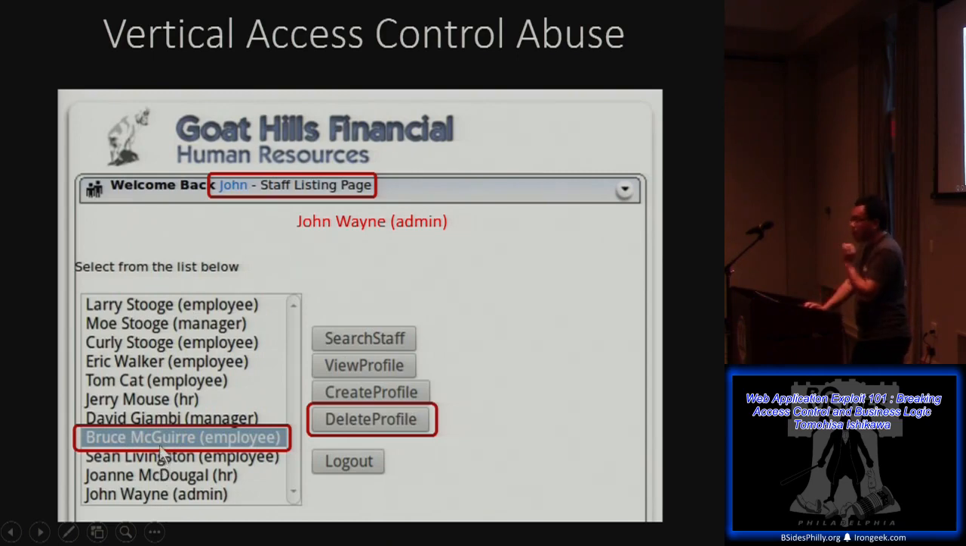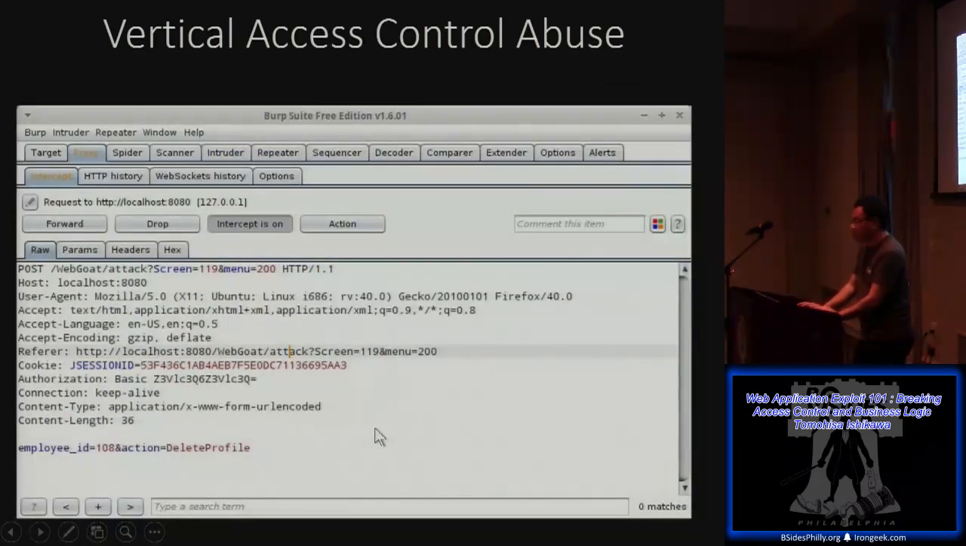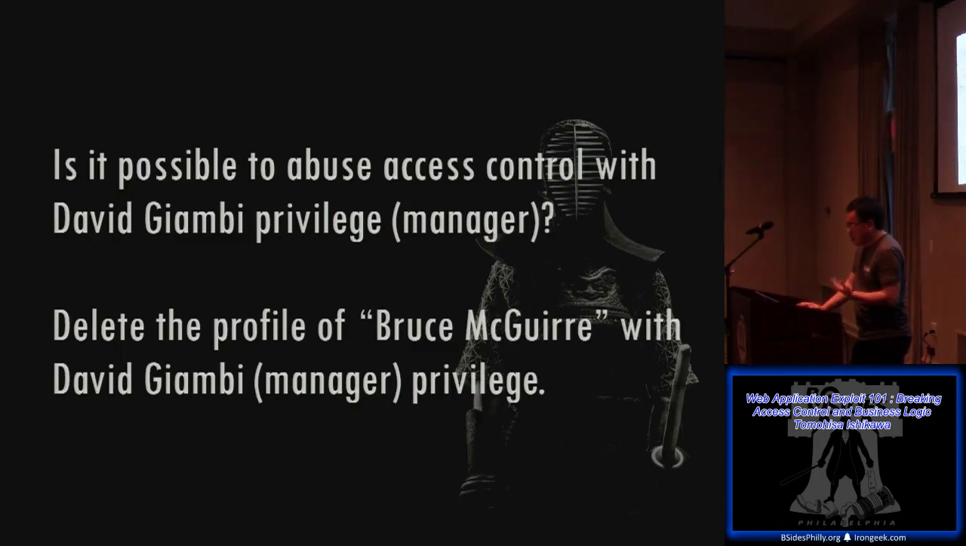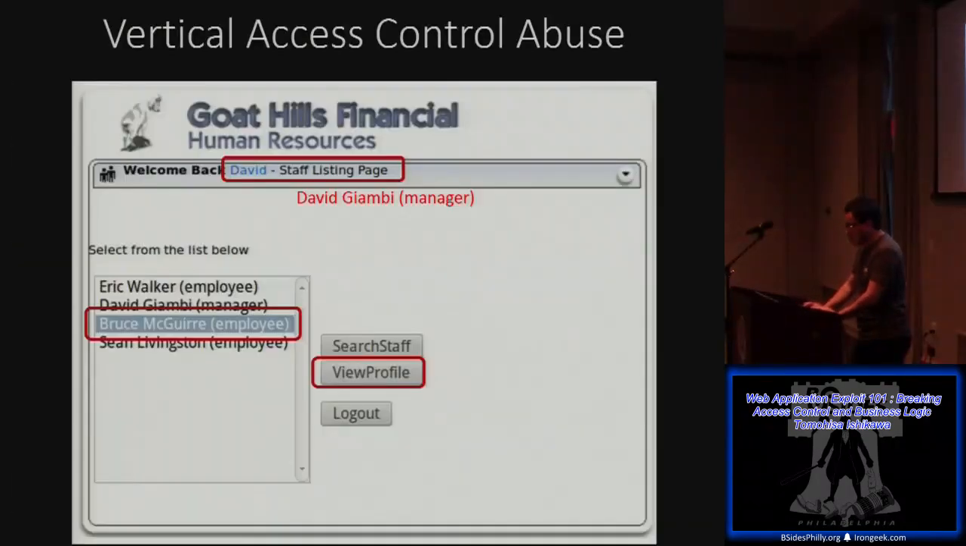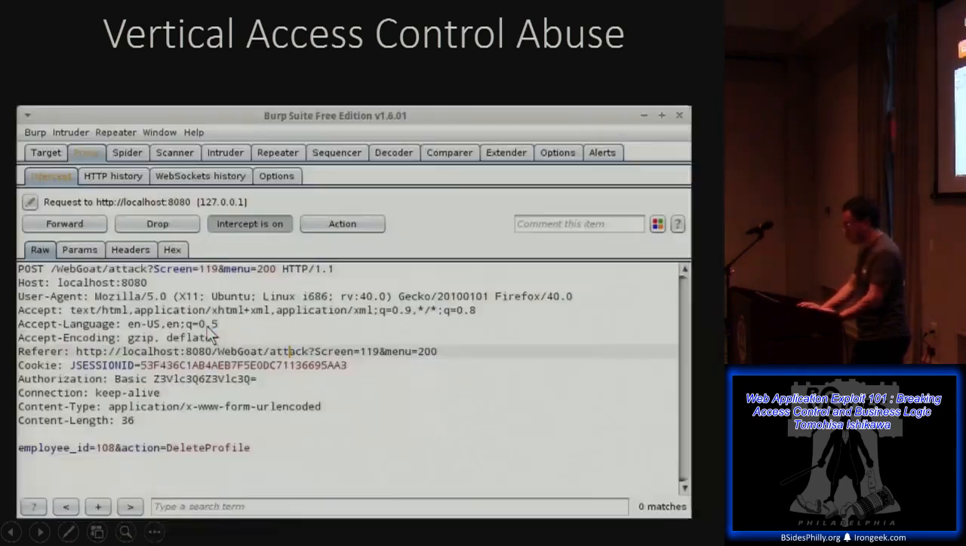Also, this guy is an administrator. He can delete the data of an employee. If you click delete profile, the request is like this. So in this situation, the question is: is it possible to abuse the access control with David's privilege? Basically, a manager doesn't have the right to delete a profile. But is it possible to delete this guy's data with manager privilege? This is the question.